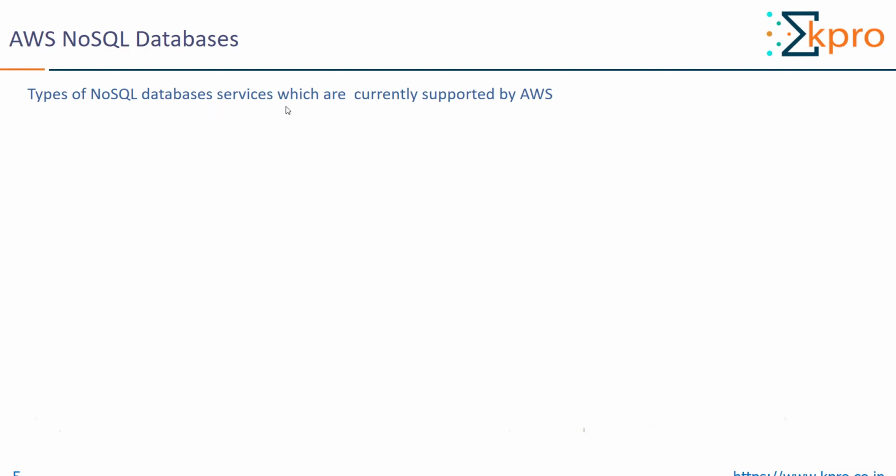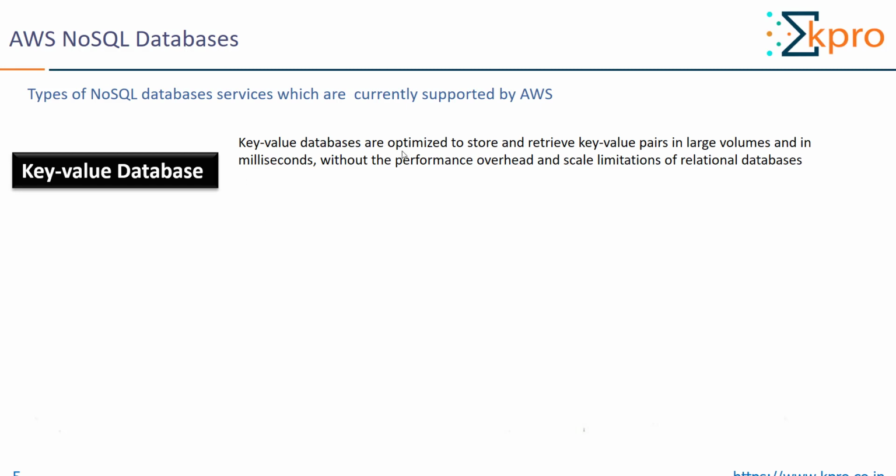So the types of NoSQL database services which are currently supported by AWS. Because if you are aware of NoSQL database services, NoSQL databases also depend upon the nature of the product. It's a document kind of database or it is a key value database. So let's see the types of NoSQL database services currently supported by AWS. Key value databases are optimized to store and retrieve key value pairs in large volume and in milliseconds, without the overhead and scale limitation of relational databases.